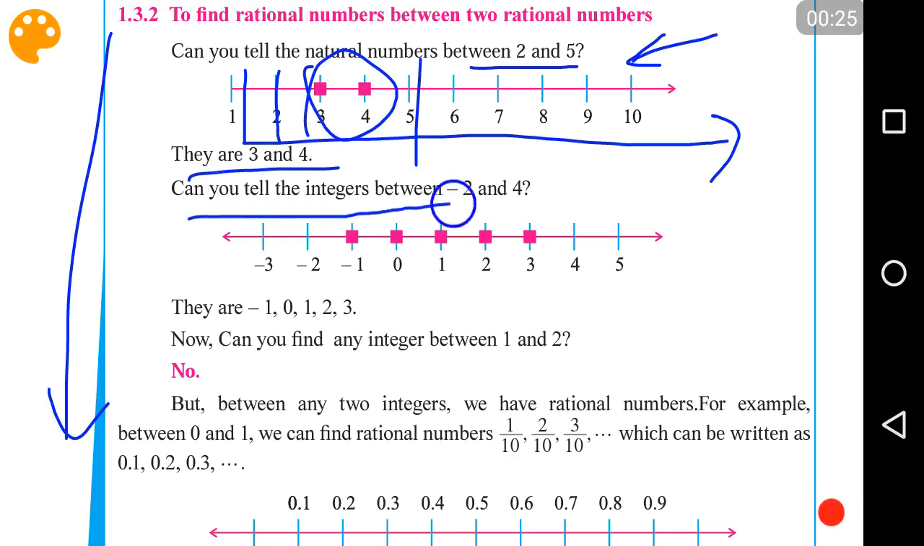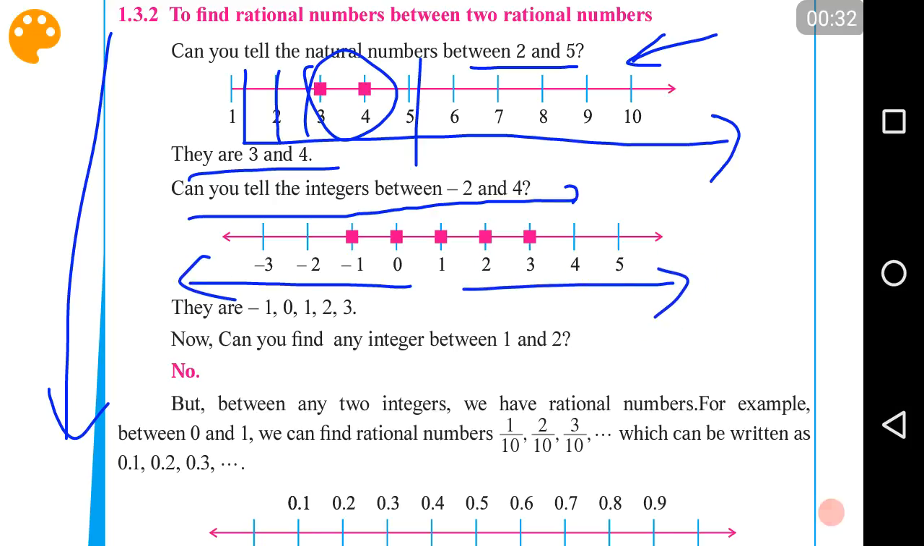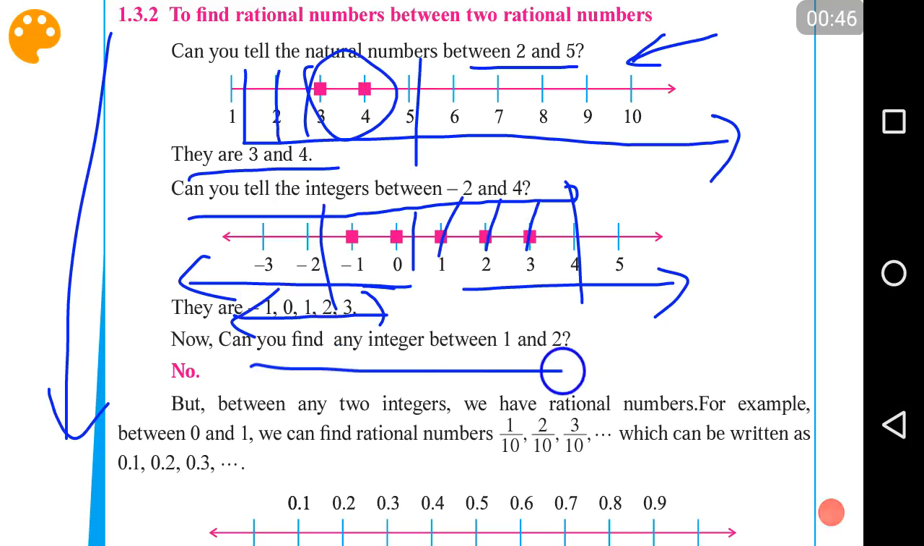Can you tell the integers between minus 2 and 4? We know integers also include negative numbers and positive numbers, right? So between minus 2 and 4, we have these integers: minus 1, 0, 1, 2, 3. Can you find any integer between 1 and 2? There is no integer between 1 and 2, so there are no integers between 1 and 2.